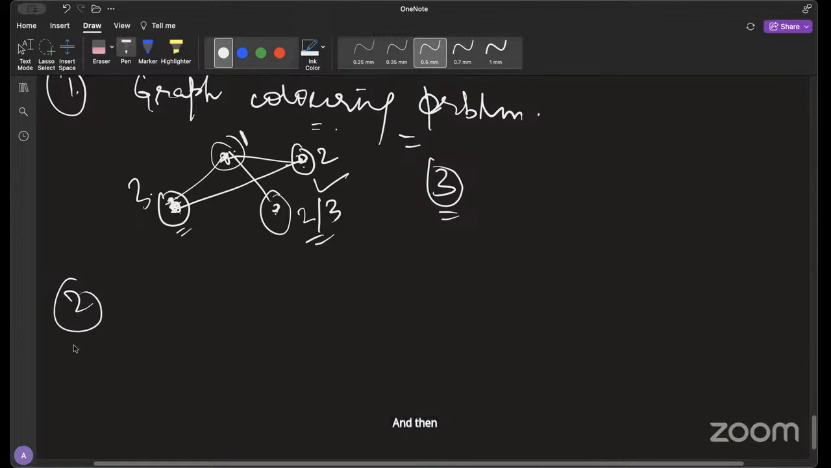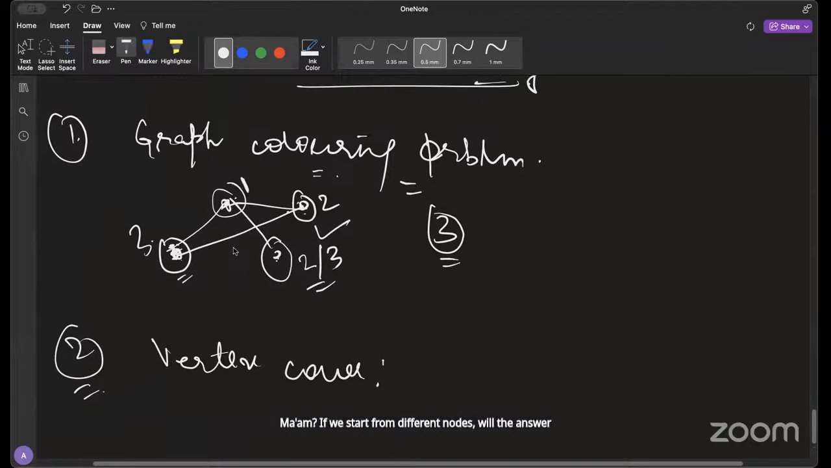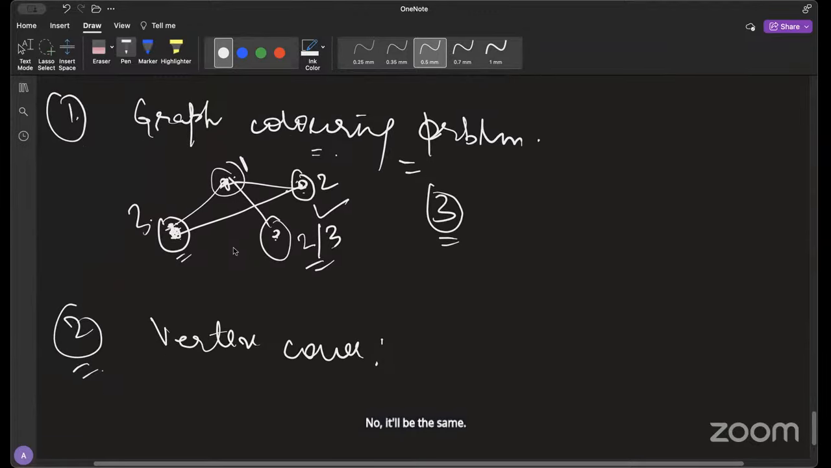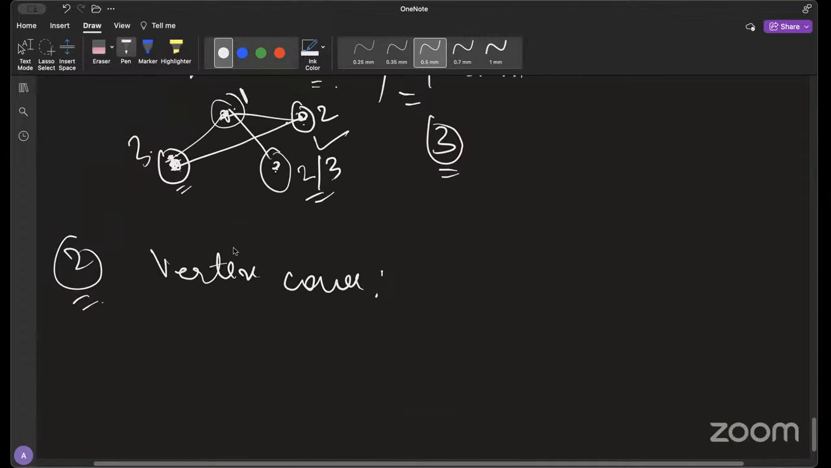And then second, you have vertex cover. Ma'am, if we start from different nodes, will the answer be different in the graph coloring problem? No, it will be the same. You can choose whatever vertex you want to start with.